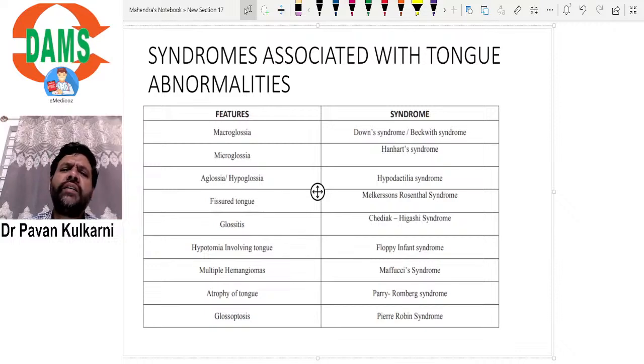Atrophy of the tongue. The tongue is very small. All of us know there is one important syndrome called Parry-Romberg. What is Parry-Romberg? One part of the entire face is atrophic: hemifacial atrophy. The atrophy involves skin, bones, teeth, and tongue. Even the tongue is small on that side. That is called Parry-Romberg syndrome.